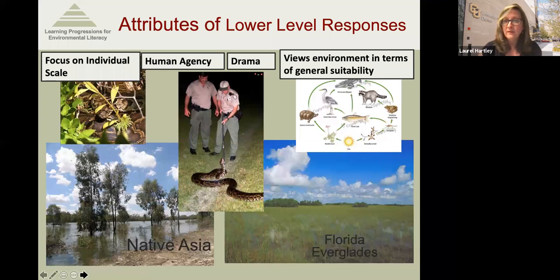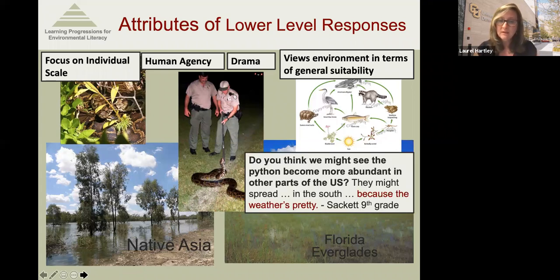They tended to view environment in terms of general suitability, like, is it a good place? Is it a bad place? Will they like it there? Do you think we might see the python become more abundant in other parts of the US? They might spread in the South because the weather's pretty.